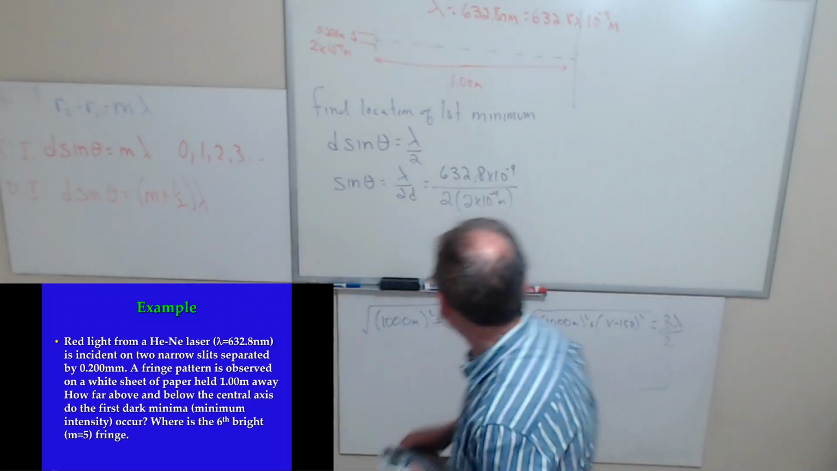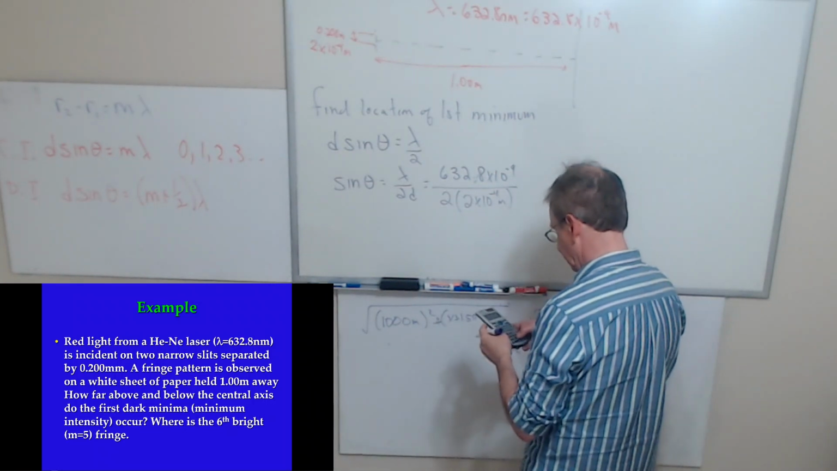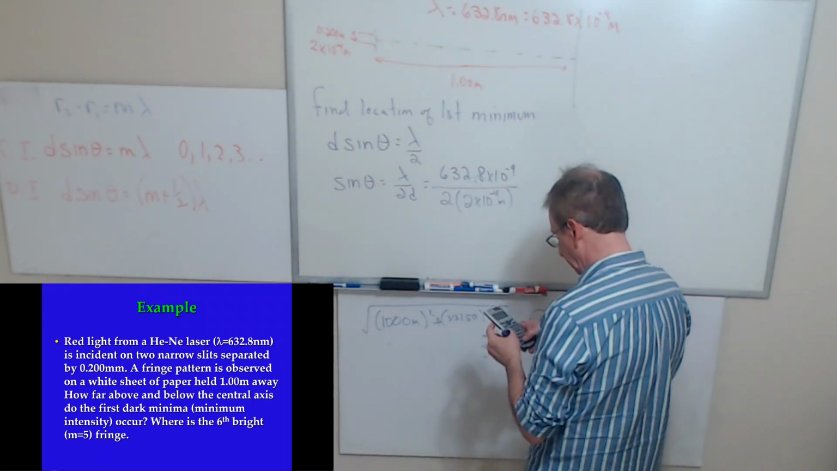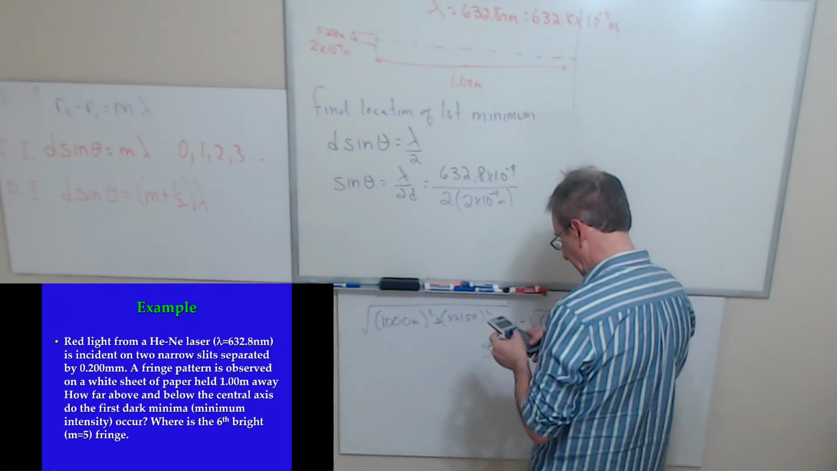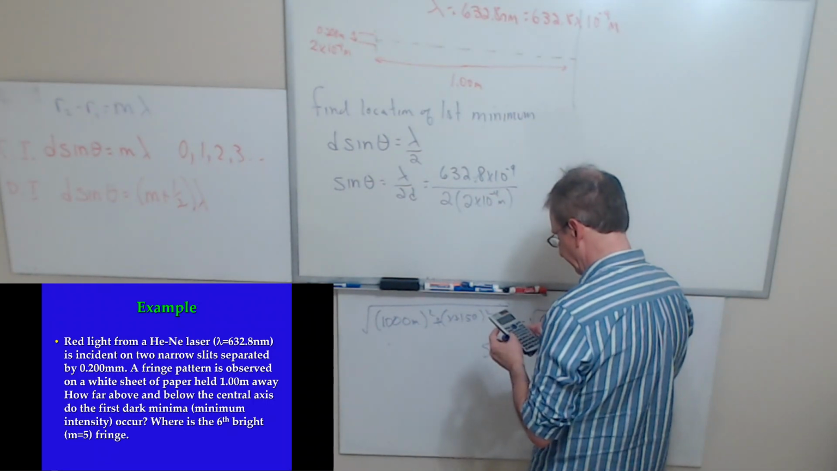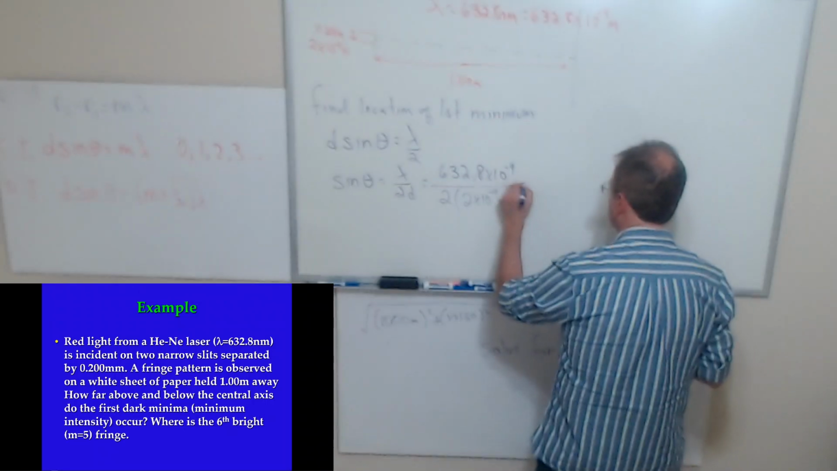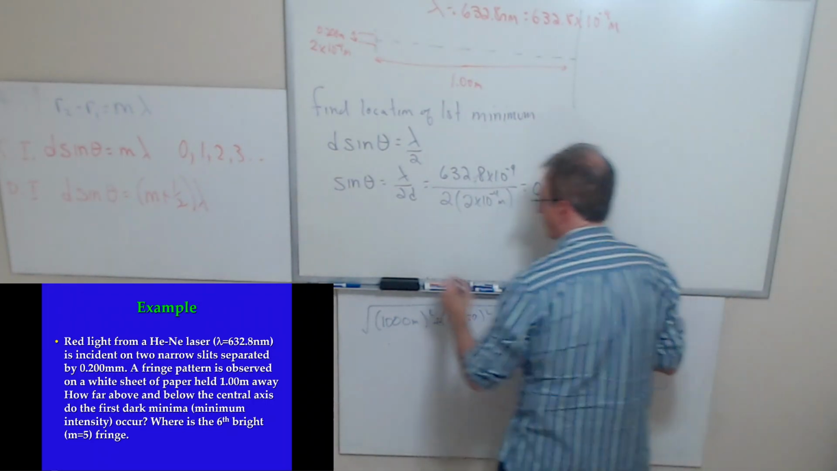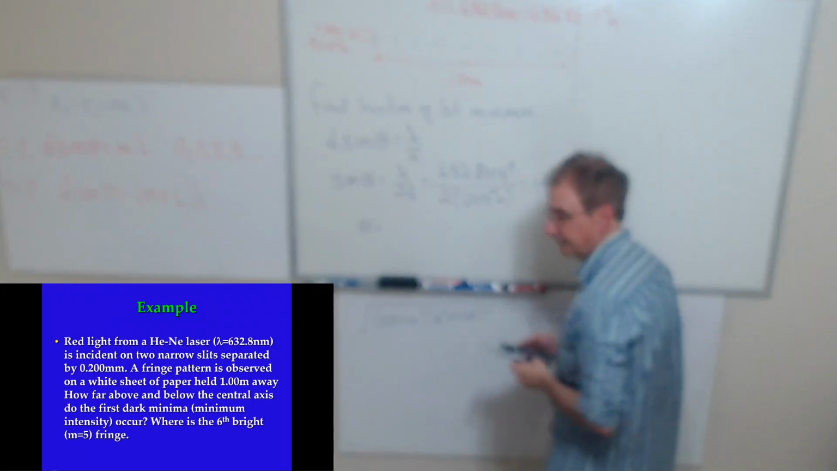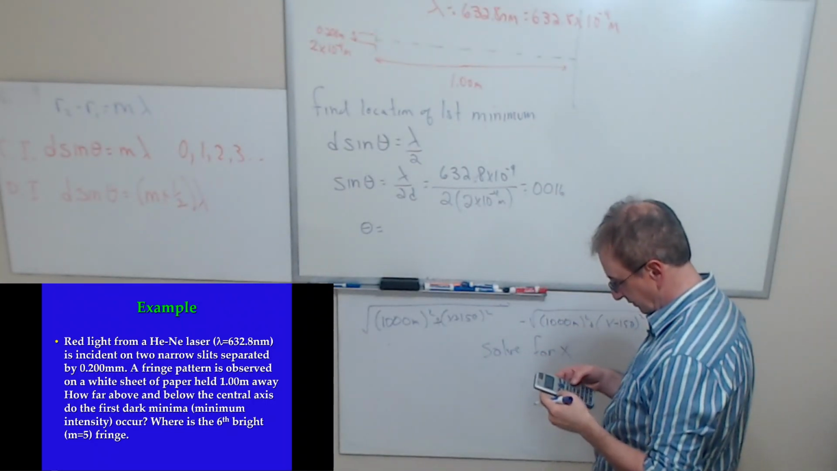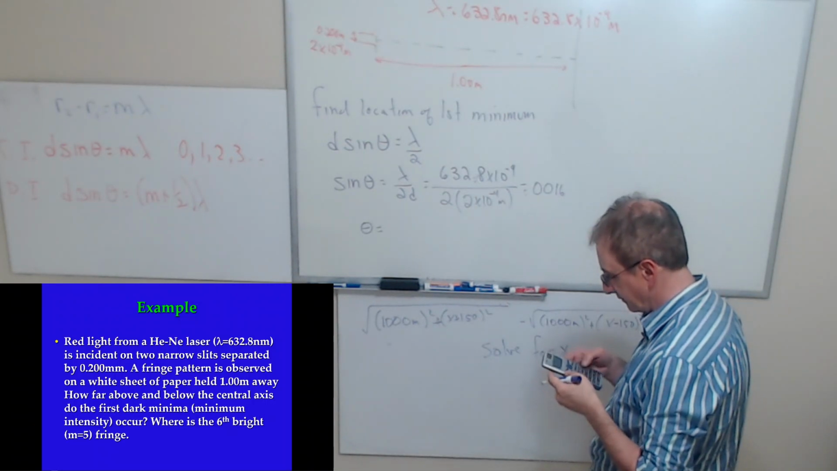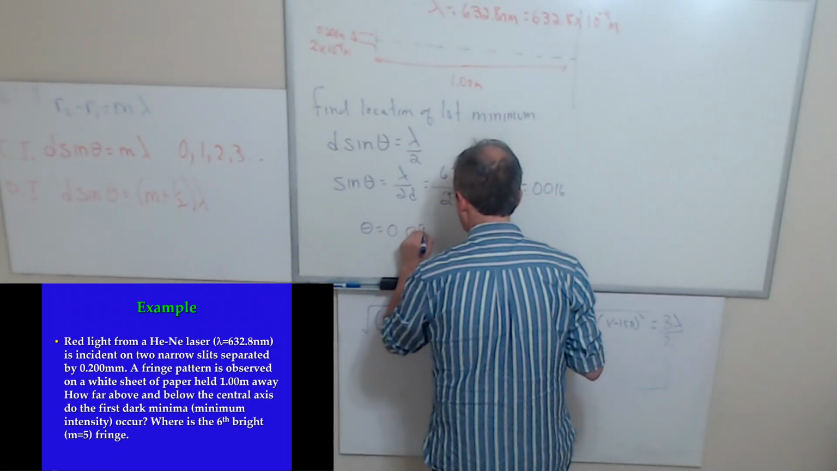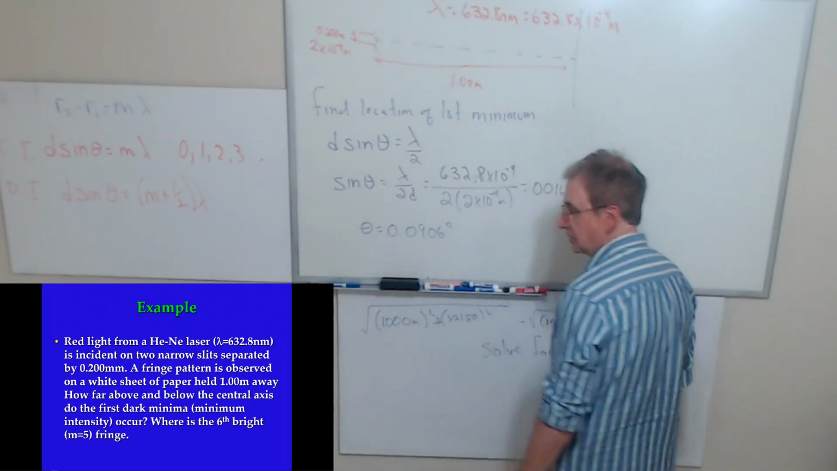If you actually calculate this, 632.8 times 10 to the minus 9 divided by 2 times 10 to the minus 4, this comes out to 0.0016. Theta, if I take the inverse sine, is 0.0906 degrees. This is a really small angle.